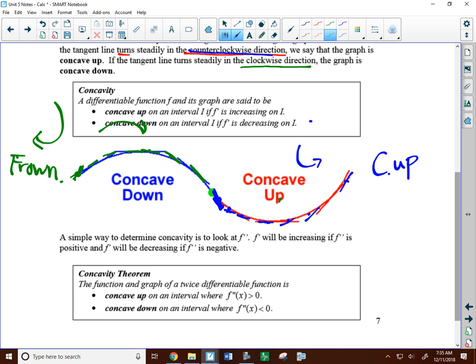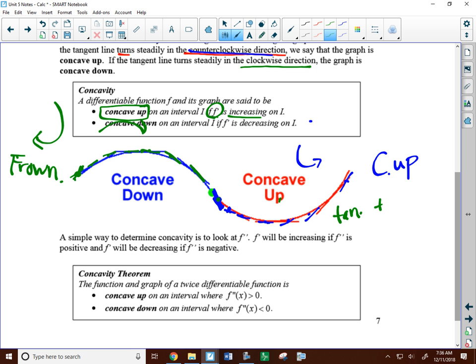Now, how are we going to find where functions are concave up and concave down? It's really looking at concavity and then the concavity theorem. So let's look at concavity. It's concave up as the tangent lines are continually getting more positive. The tangent line slopes are increasing. That's the definition: concave up on an interval if f prime is increasing. F prime is the derivative, the slope of the tangent line.